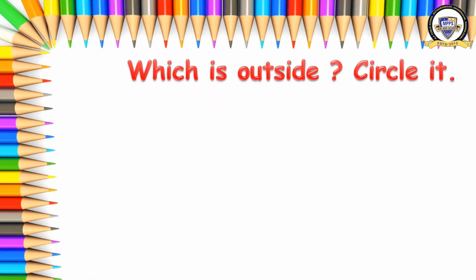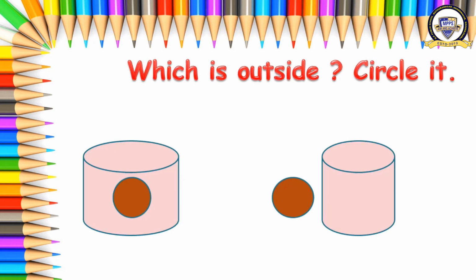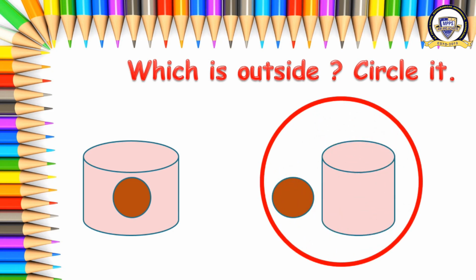Okay. Next question is here. Read it. Which is outside? This time you will mark the outside one. You have to mark the outside one. Ready? Now see the picture. There are two cylinders and two balls. Which is outside? The first one or the second one? Which is outside? First, yeah, second. Tell me the correct answer. Very good. Second one is outside and the first one is inside.